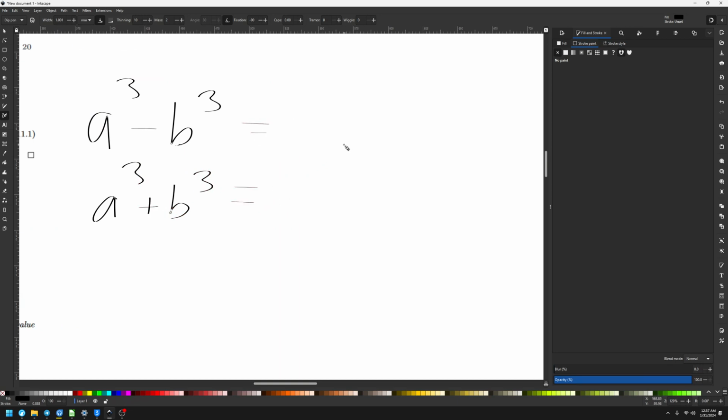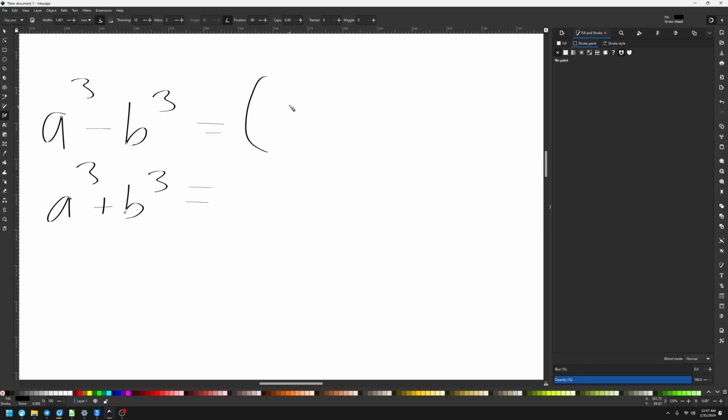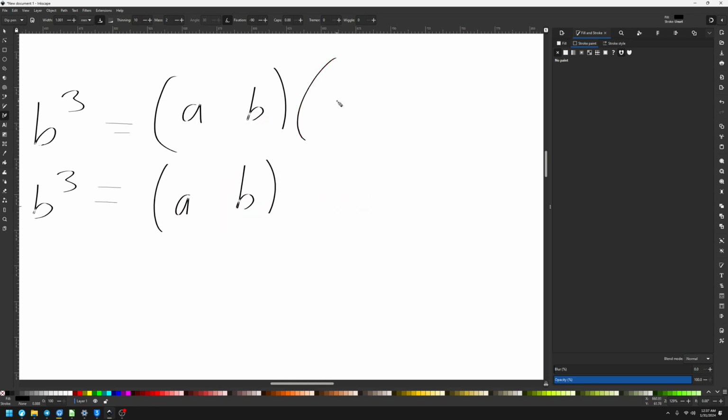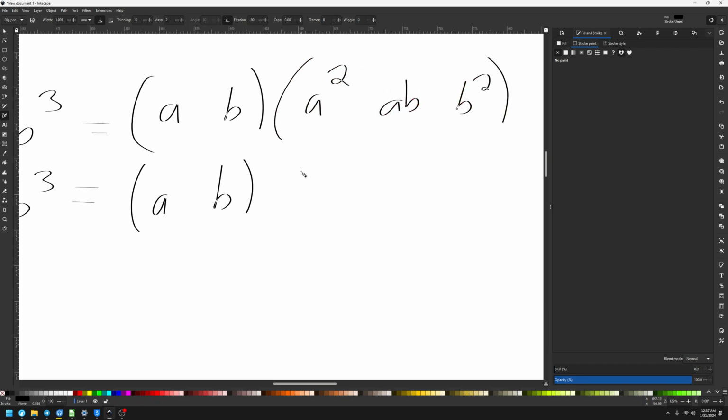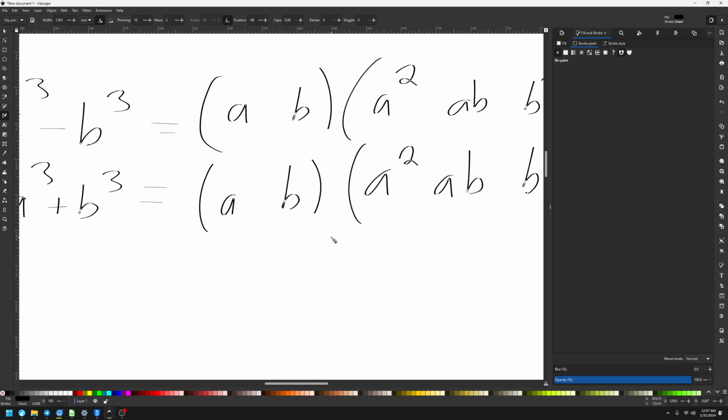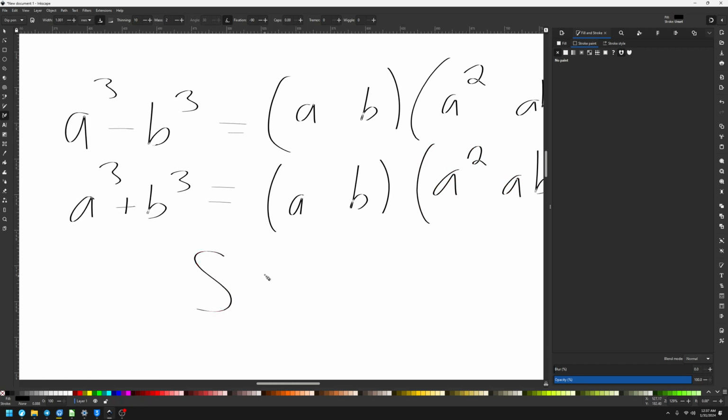And for both of them, we're going to start with the same units. A, B, A, B, A squared, AB, B squared, and the same thing for A cubed plus B cubed. Okay, so the rule is called SOAP, which stands for same sign, opposite sign, and always positive.